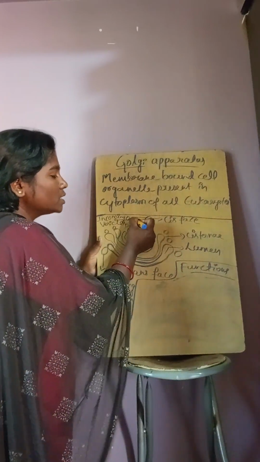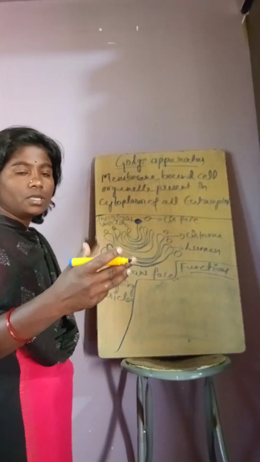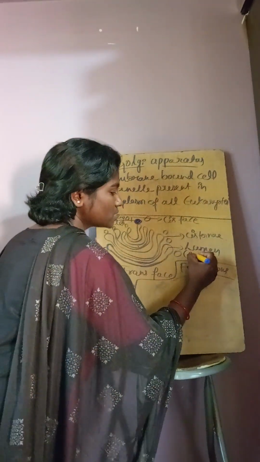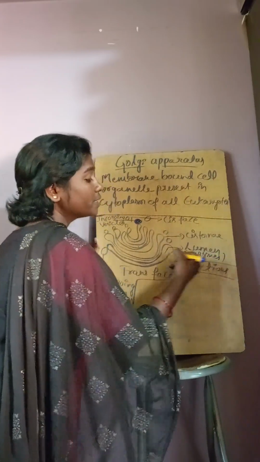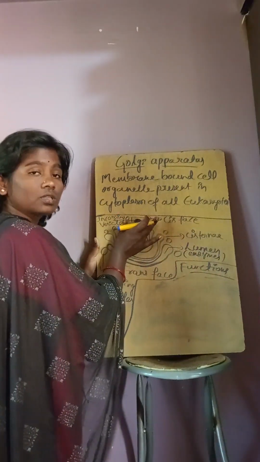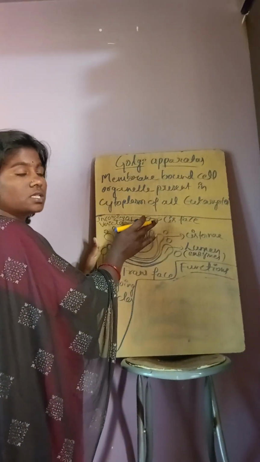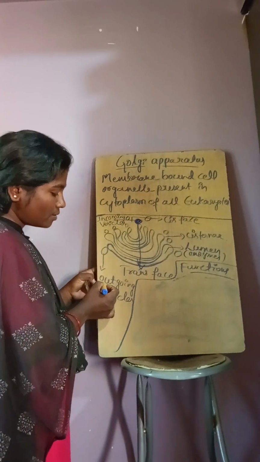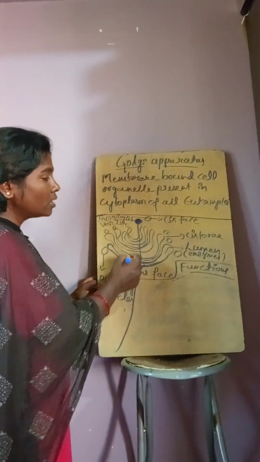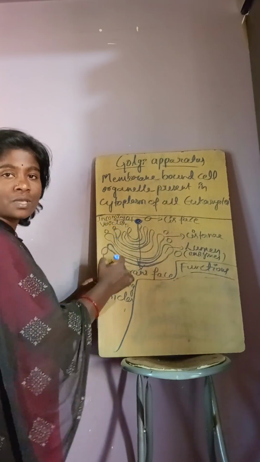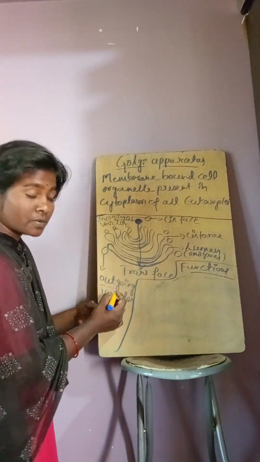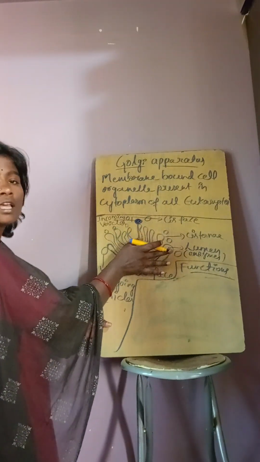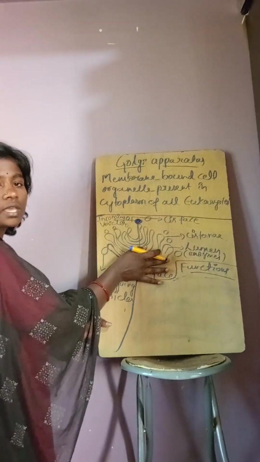Okay, why will these bigger vesicles break down? Due to the presence of enzymes. In the lumen area we can see the enzymes, and those enzymes break down the incoming vesicles that come from the endoplasmic reticulum. The outgoing vesicles are the modified vesicles of the endoplasmic reticulum. These are the broken-down molecules, broken down with the help of the Golgi apparatus, where we can observe the enzymes.